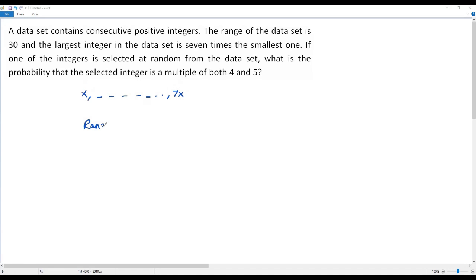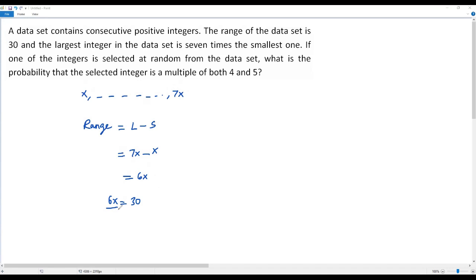Let's find the range. The formula to get the range of a data set is the largest value minus the smallest value. Here the largest value is 7x and the smallest value is x. Then we get 6x as the range. Already we have the range in the question, which is 30. Then this 6x and 30 must be equal. Now let me equate them.